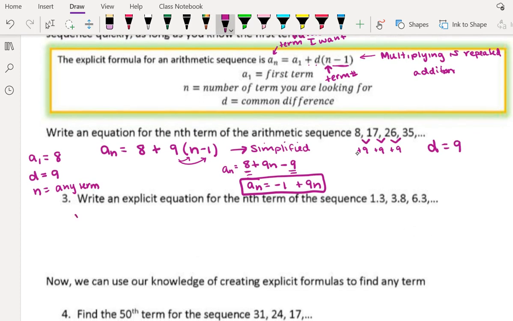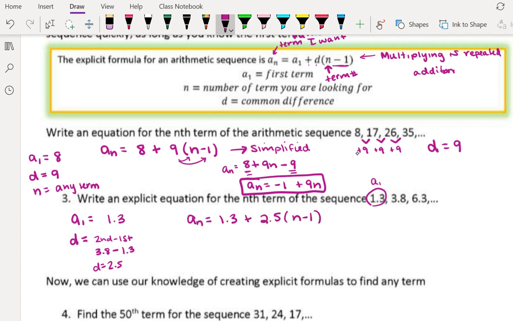So all we need is the value of the first term. We need to know what the common difference is. So the first term is 1.3. The common difference is equal to the second minus the first. So this is 3.8 minus 1.3, which is 2.5. So there's my d value. So a sub n is equal to 1.3 plus 2.5 times n minus 1.